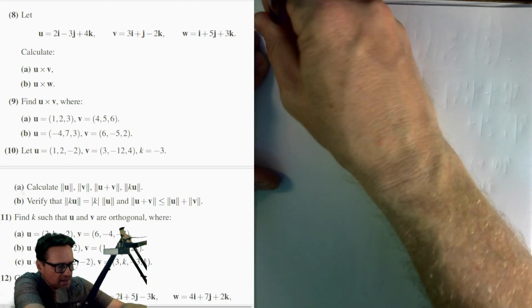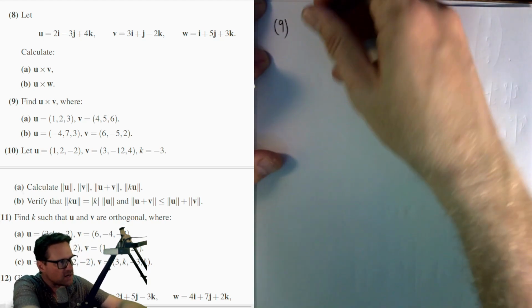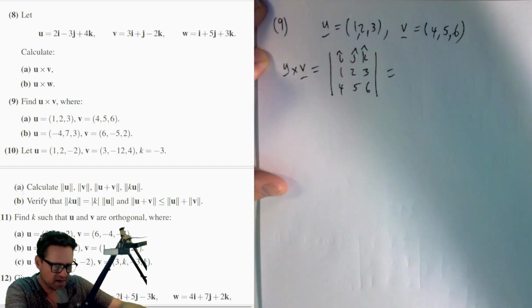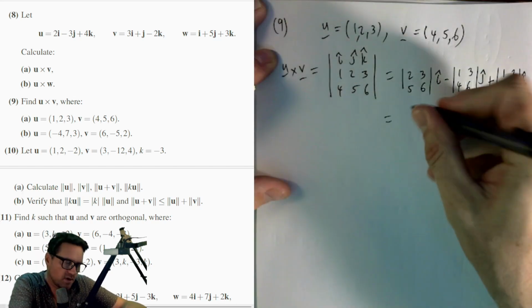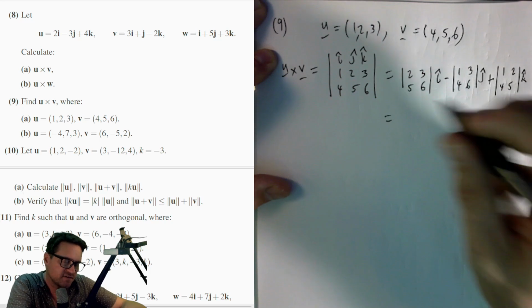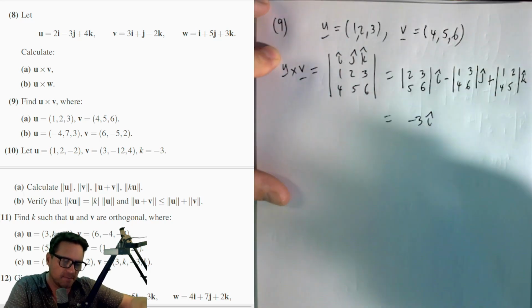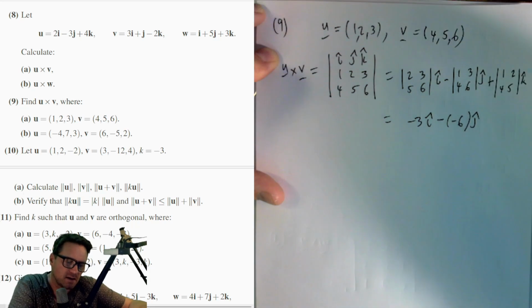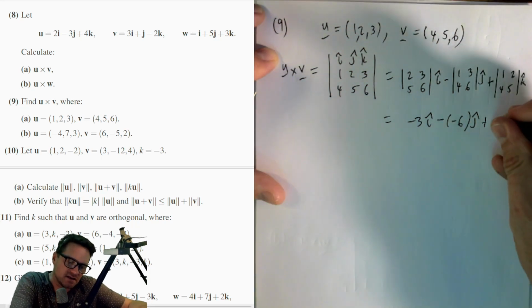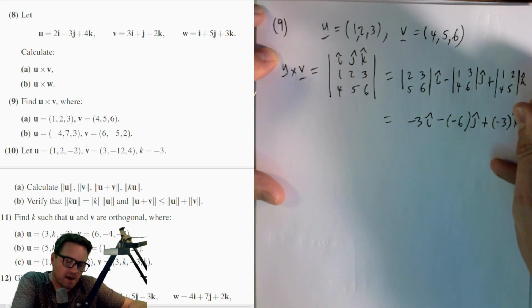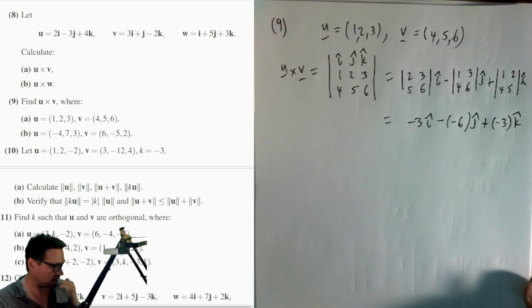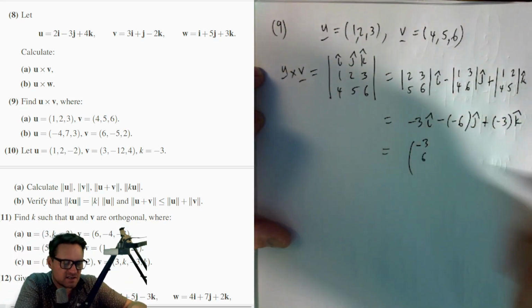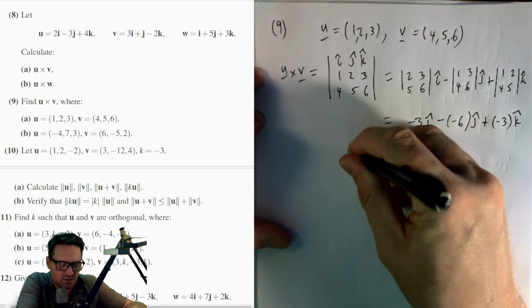Okay, question 9. Again, calculate some cross product. So u cross v is, we have this, and then we expand this. Okay, simplifying, we have 12 minus 15 is minus 3 i hat, minus 6 minus 12 is minus 6 j hat, plus 5 minus 8 is minus 3 k hat. Okay, so simplifying that, we've got the column minus 3, 6, minus 3. And this is u cross v.